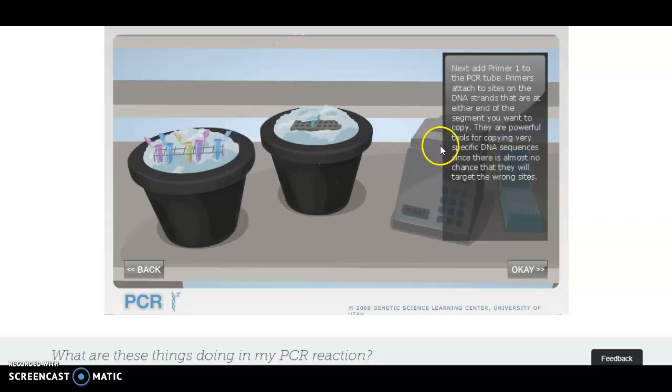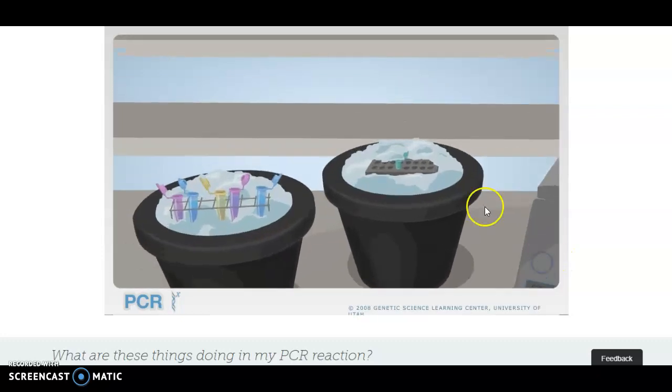Now that we have the DNA in our tube, we need to add primer to the PCR tube. Now what primers do is they attach to sites on DNA strands at either end of the specific segment you want to copy. So the primers aren't random. They're specific primers to isolate a specific segment of DNA. Now they are very powerful tools for copying very specific sequences of DNA, like I said, and there is almost no chance that they'll ever target the wrong site, so they are wonderfully efficient.